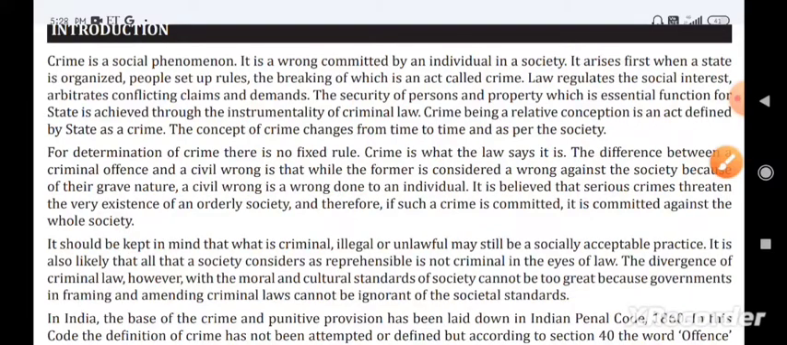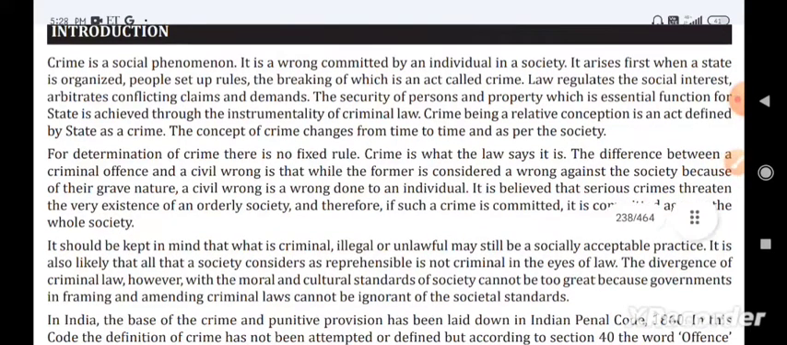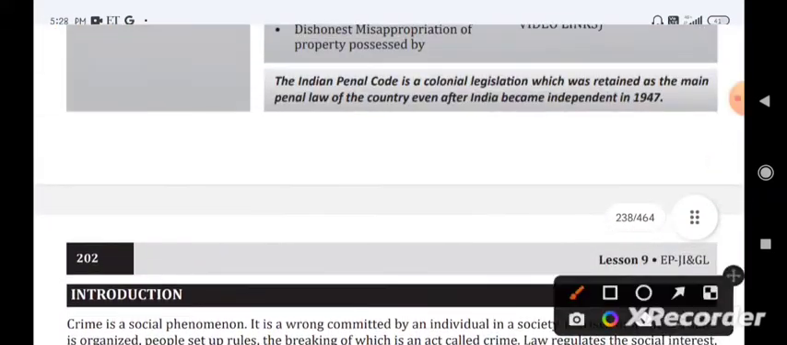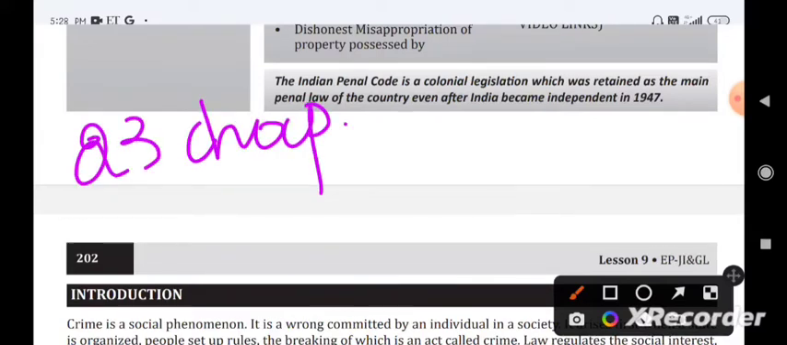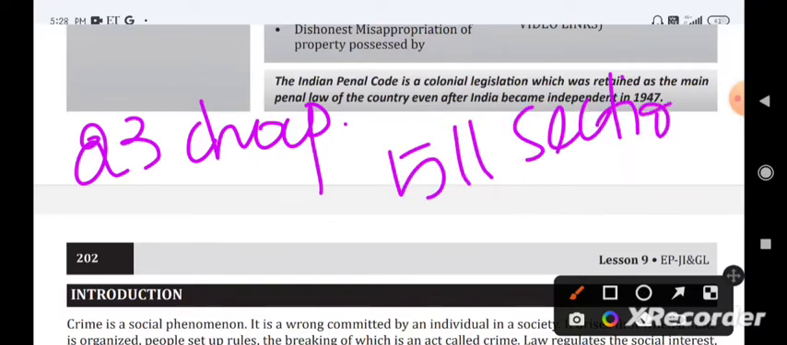So how many sections are there in the IPC? In the IPC we have 23 chapters and 511 sections.